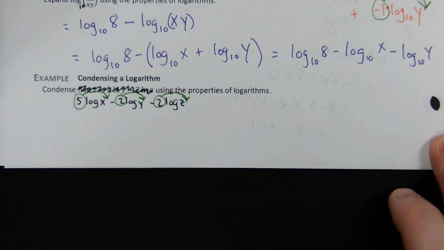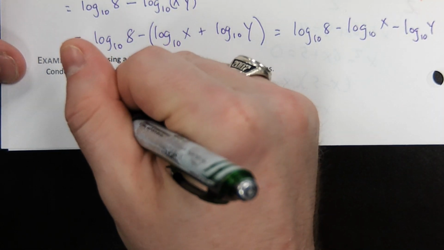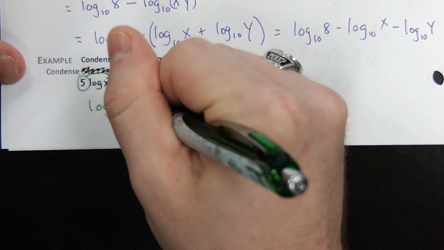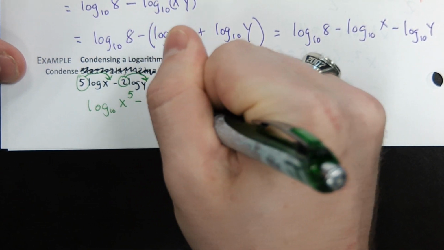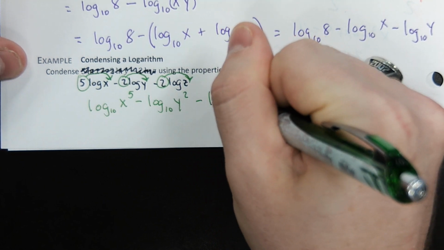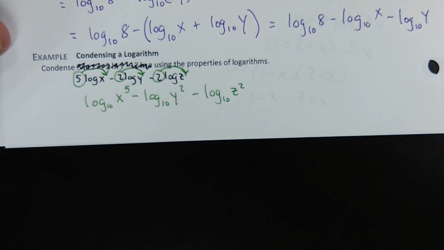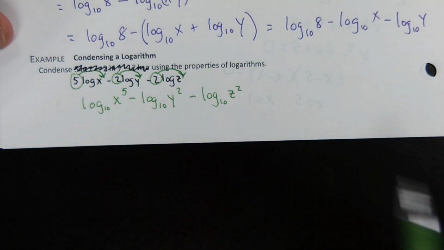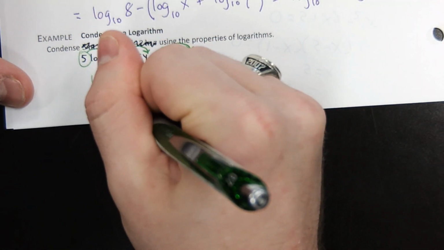That is going to give me, I'm sorry about the lack of space down here. I really need to do a good job with the space on this. Log base 10 of x to the 5th minus log base 10 of y squared minus log base 10 of z squared. And just a moment ago, we saw this use of parentheses. So if you wanted to show all the work, it would look like this.